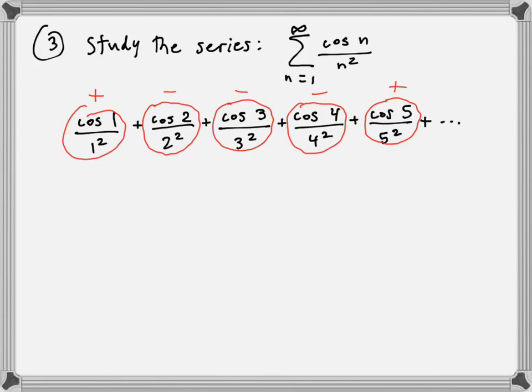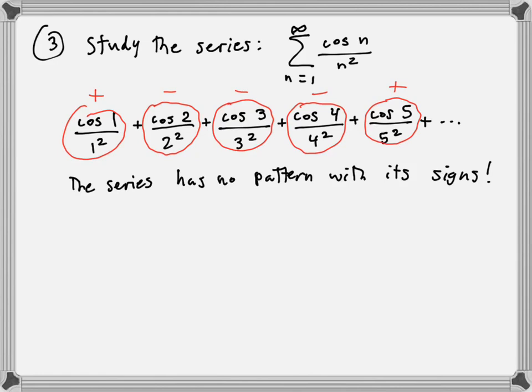And so what do we notice? We notice that this series has no pattern with its signs, right? Cosine oscillates between -1 and 1, but not periodically with the integers. And so this is going to bounce back and forth between negatives and positives. Maybe sometimes you'll have 2 positives in a row, maybe sometimes 3. But the point is that there is no distinct pattern, and it certainly isn't alternating, and it's certainly not a positive series.